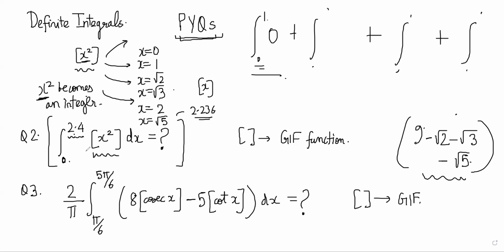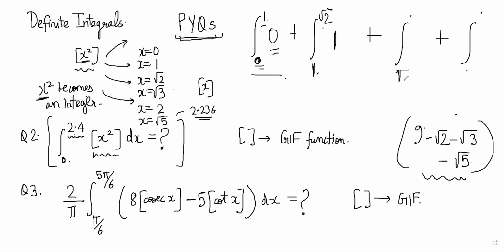Do you understand what I'm saying? Yeah. We have to make x square an integer. That's why we are making x a root. You have to, GIF of something means that something inside must be an integer, right? Then only it will change the value of the GIF, right? Yeah. So when x goes from 0 to 1, obviously the GIF is 0. But when x goes from 1 to root 2, what is the GIF of x square? It will be 1.